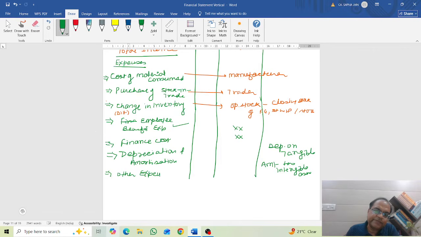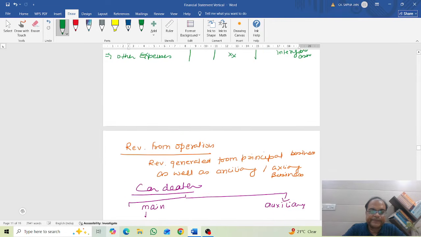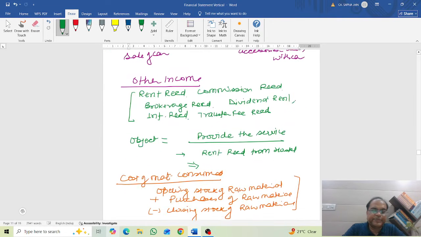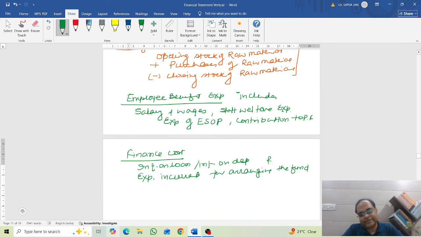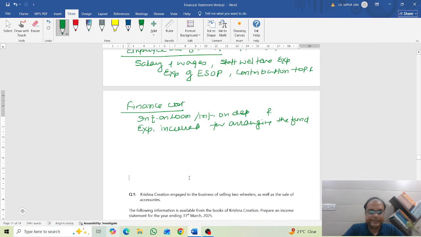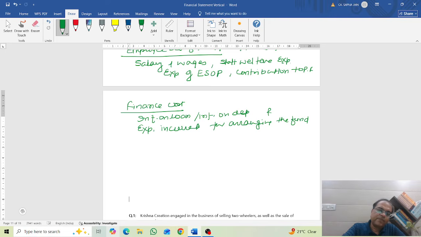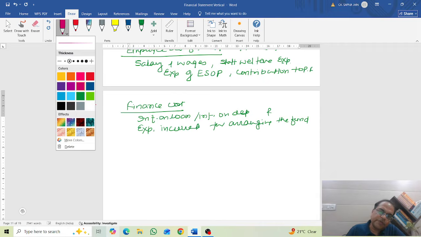Other expenses. All types of expenses other than the primary first six items are classified under the other expenses. What type of expenses are classified under the other expenses?